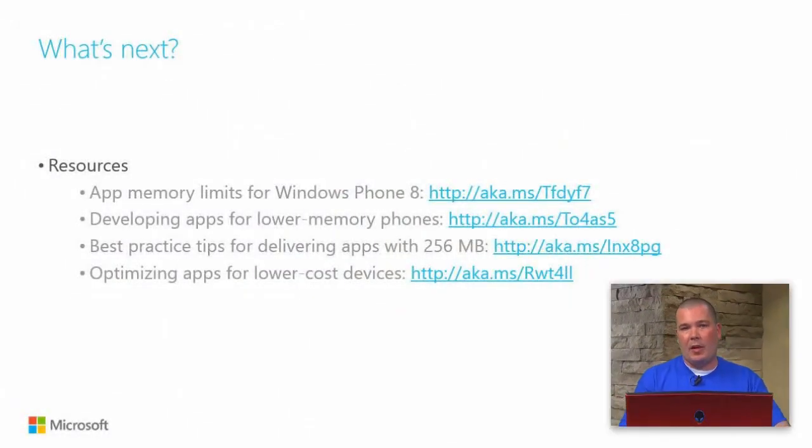And that pretty much wraps it up. Now, there's a lot more out there than what we just covered. Obviously, there are a lot more tips and tricks out there than what I've shown you. Some really good resources are around memory limits for the Windows 8 phone. You can find that link there, as well as some tips and tricks and some best practices when it comes to developing apps for lower memory phones. Best practice tips for delivering apps with 256 megabytes, so even lower than the 512. And optimizing apps for lower cost devices. So really, really good stuff there.